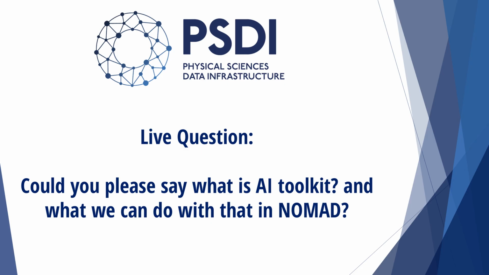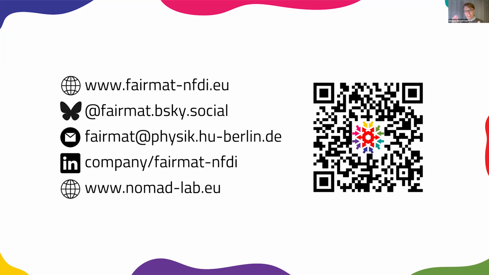I have a question. Could you please say what the AI toolkit is and what we could do with that in NOMAD? Yeah, so I must say that this is not my part of NOMAD, so to say. But the AI toolkit is a way where, with these Jupyter notebooks that we run, we have provided some schemas behind these, some ways to standardize a little bit what you do with this AI analysis, and we provide some notebooks with examples of how you can query NOMAD and how you can apply this. I believe there's more information on the website, but unfortunately I have to refer you to that.